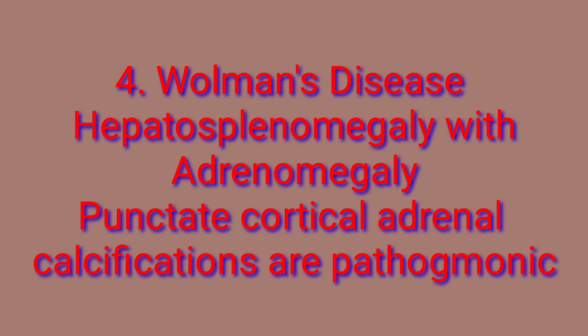In the differentials of children's adrenal calcification, you must include Wolman's disease. You will come across hepatomegaly, splenomegaly, and also enlargement of the adrenal gland. So adrenomegaly will be there with punctate cortical adrenal calcification. It would be punctate in nature and will involve the cortical part, and this is pathognomonic for Wolman's disease.